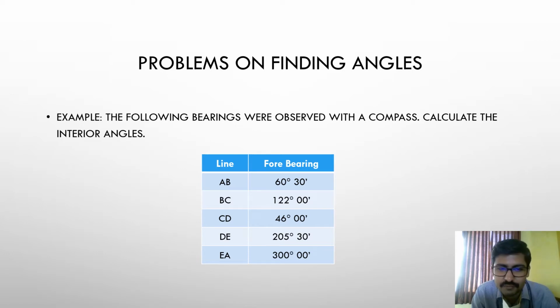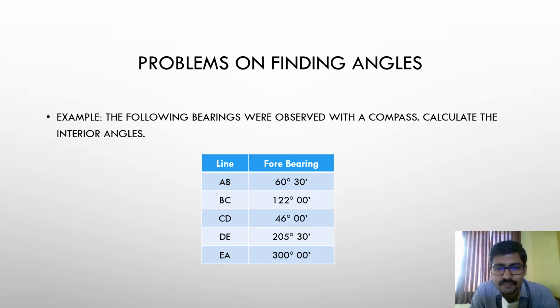You are supposed to find out the interior angles where the bearings are given. The following bearings were observed with a compass. Calculate the interior angles. So there are 5 lines: line AB, BC, CD, DE and EA, and the forward bearings of all the lines are given. And of course, when the forward bearing of any line is given, you know how to calculate the back bearing of the line. So if an example is to be taken, the first line AB has a forward bearing of 60 degree 30 minutes.